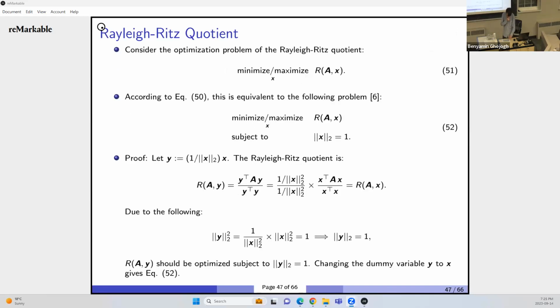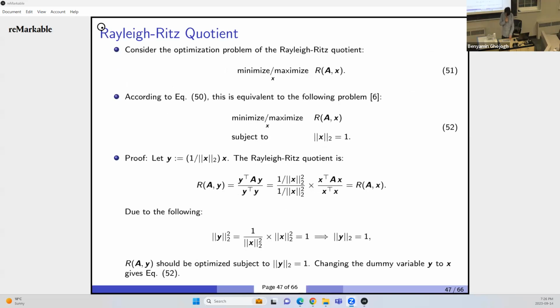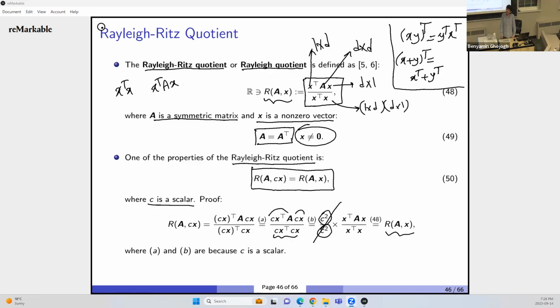By the way, where do we see this Rayleigh-Ritz quotient? Can you guess? We see it in PCA, Principal Component Analysis. Just an example of many. Where in PCA A is what? We'll see that, but I'm just giving you a heads up.